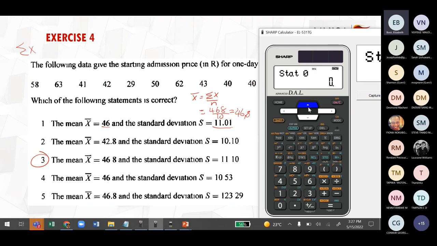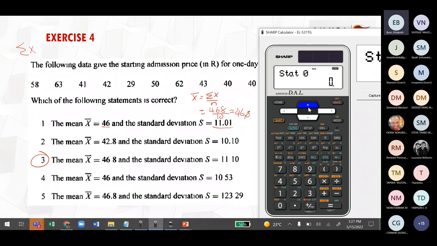Now with a Sharp calculator, you will not have a table, but it will tell you that you have captured your data set one, data set two, data set three, up until you get to data set 10. If you capture every one of them and you get to 40 and it says data set 8, it means you skipped something somewhere. Or if it says data set 11, it means you captured something twice. So you need to be very careful.